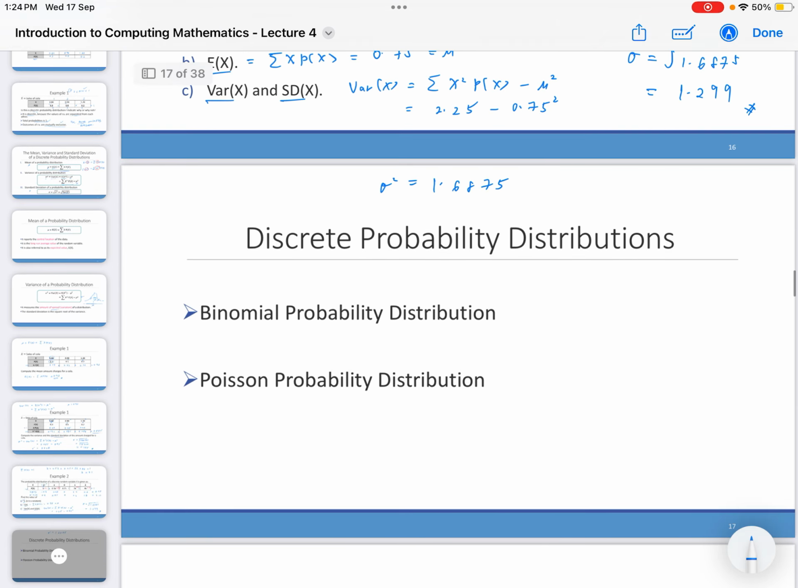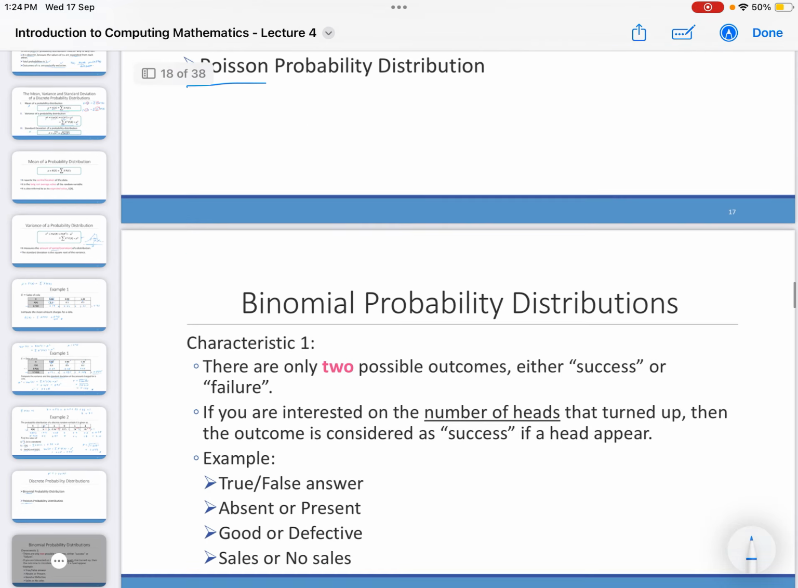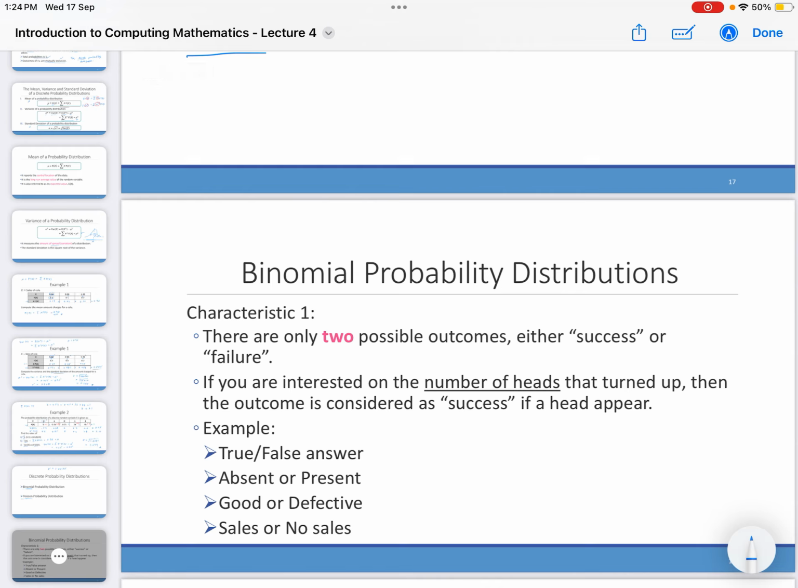So basically in discrete probability distributions, there are a few special distributions. For this lecture, we will only learn about two special discrete probability distributions. The first one is the binomial probability distribution, and the next one is the Poisson probability distribution. Okay, what is the binomial probability distribution? The characteristic of binomial is that there are only two possible outcomes, either success or failure.